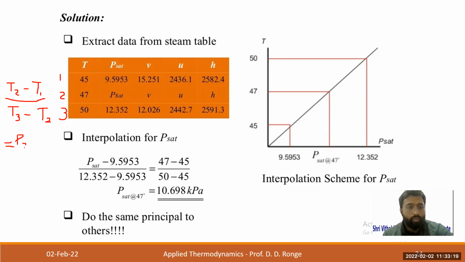So P2 minus P1. This will be divided by P3 minus P2. Okay. So this is a general formula for interpolation.